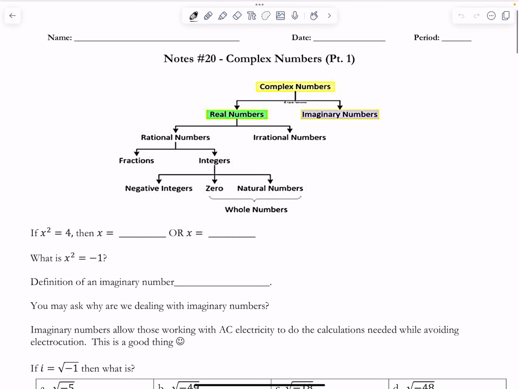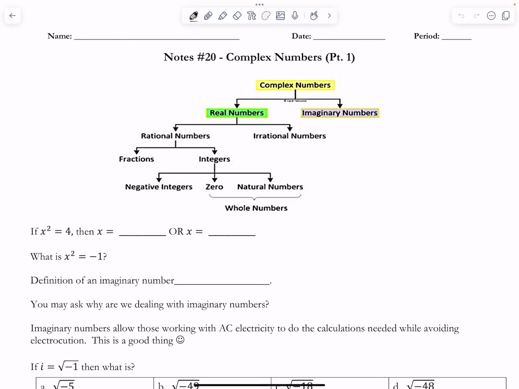All right, guys, in this video, we're going to go over the first part, talking about what a complex number is, talk a little bit about what an imaginary number is and how we use that to help us make complex numbers. And then we'll finish by talking a little bit about adding and subtracting complex numbers.